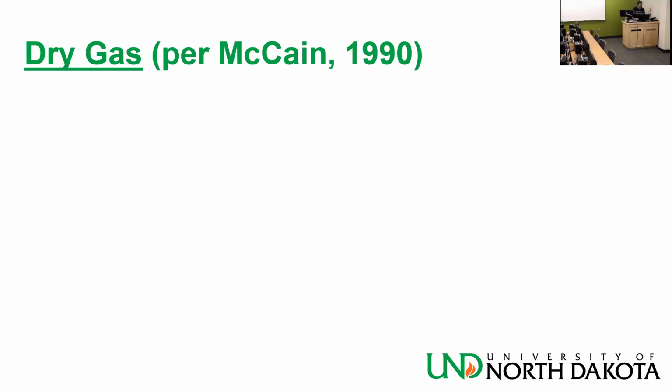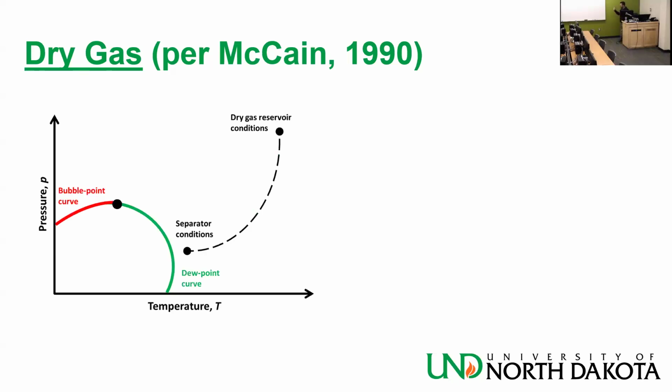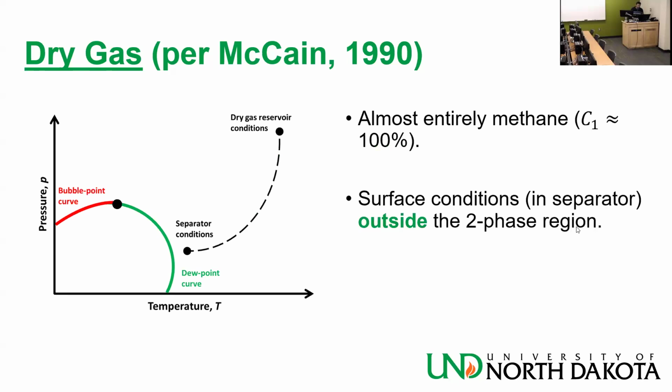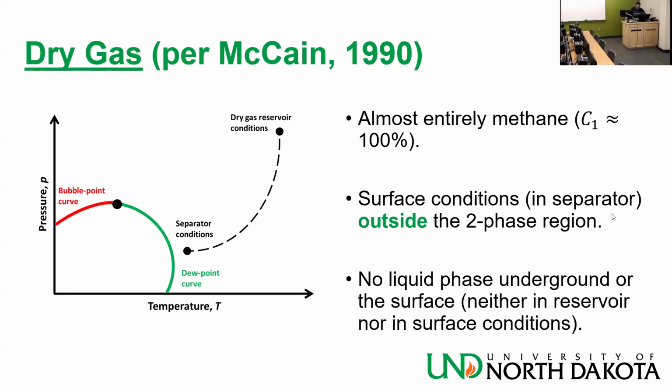The last classification is dry gas. A dry gas is fairly simple. You start from single-phase gas and you end up in single-phase gas. No changes. You never cross the dew point curve. You certainly don't cross the bubble point curve. And you are gas all the time. You are almost entirely methane or ethane, mostly methane. Surface conditions in the separator are outside the two-phase region. No liquid phase underground or at the surface, neither in reservoir nor in surface conditions. Fairly simple, this one. And these are the classifications from McCain.